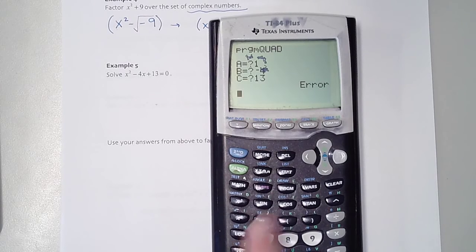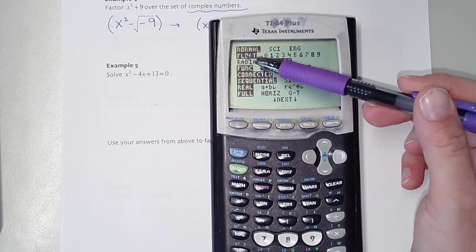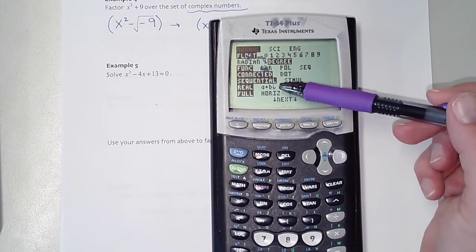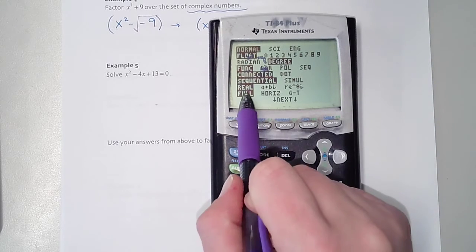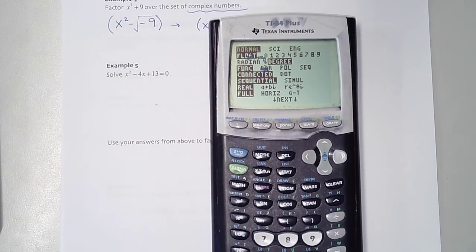I'm going to quit out of there. I'm going to hit this mode button, and I would imagine that for most of you, down toward the bottom where you have this option of real or a plus bi, or polar coordinates, you don't have to worry about those, but you're probably all set to real numbers. That's telling your calculator to restrict everything to the land of real numbers.